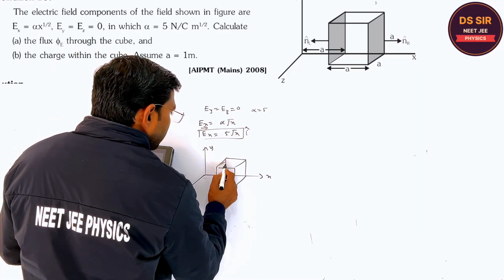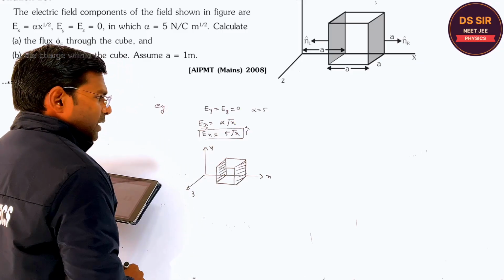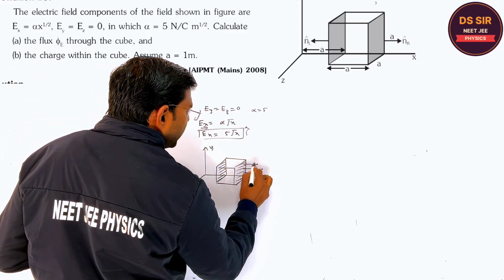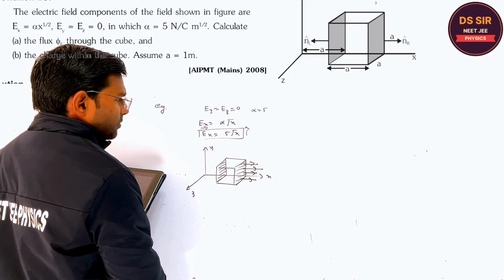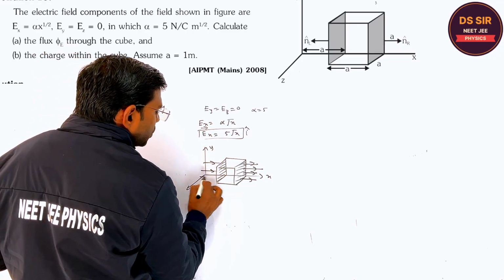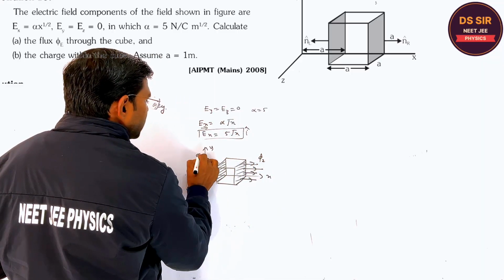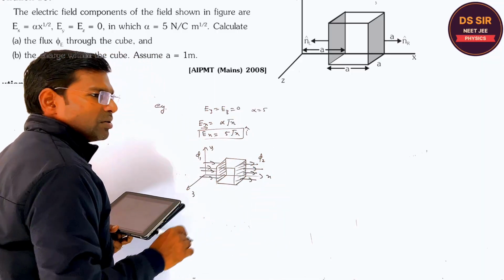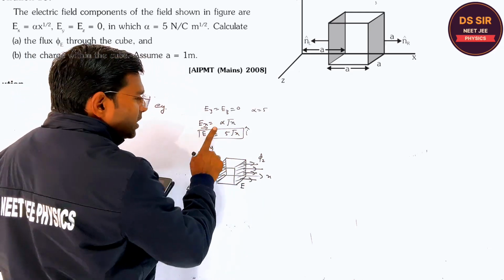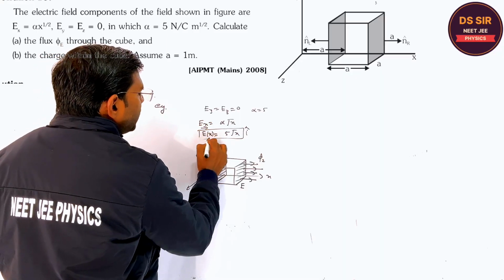Listen one thing, this is the one face and this is the another face. The electric field is coming out from this face, fine, and the electric field in x direction is entering into this face. So this is the outward flux, this is the inward flux. Are you getting or not?